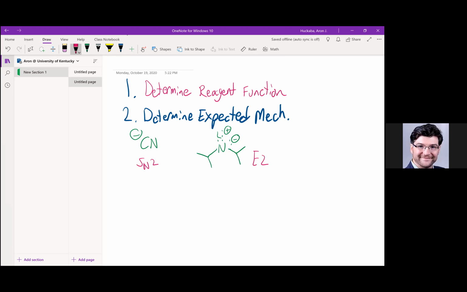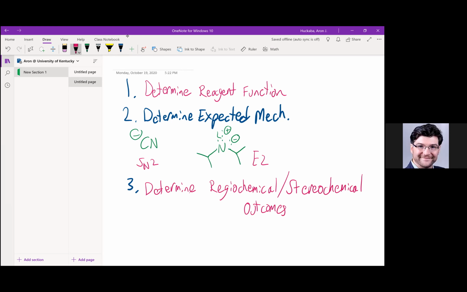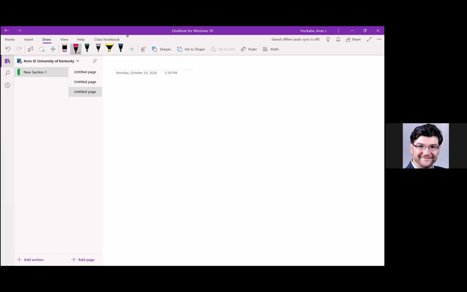And last, the third step: determine any regiochemistry you have to be aware of, or regiochemical outcomes, as well as stereochemical outcomes. If you follow these three steps, you should be able to pretty efficiently figure out how your reaction should progress, in other words, as a substitution or elimination.